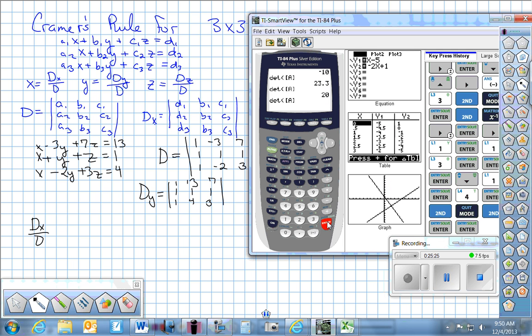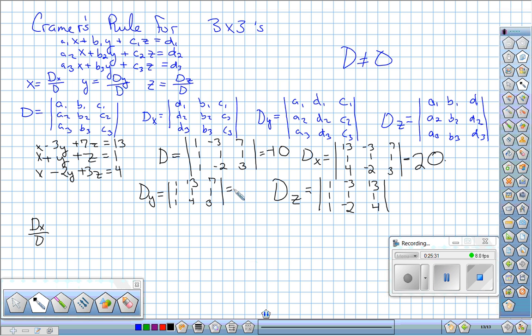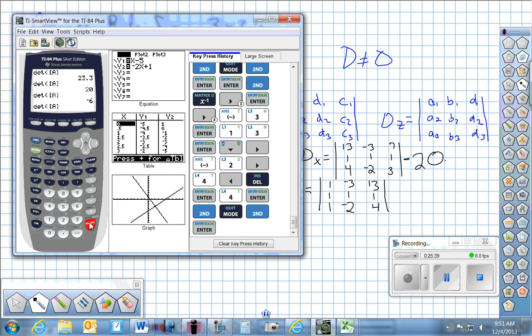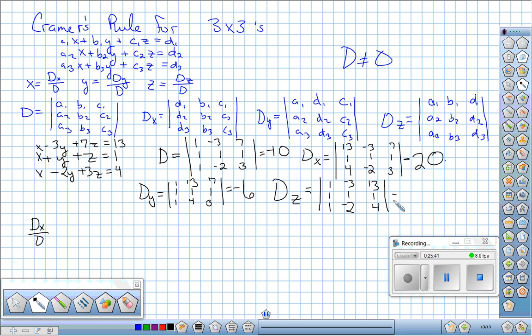So now I'm going to type in Dy. Now I'm finding the determinant of matrix y. That gave me -6. And now I'm going to do it for Dz as well. Okay, so I quit out of there. I'm going to find that same matrix, the determinant of z now, and I get -24. Okay, remember how we find the determinant of a 3 by 3 matrix: we're crossing things out and making a very long list of things.